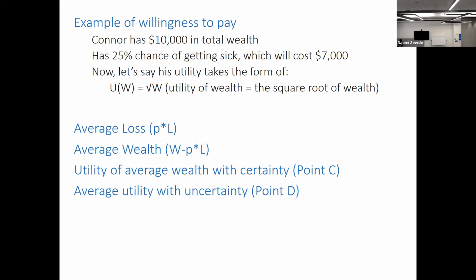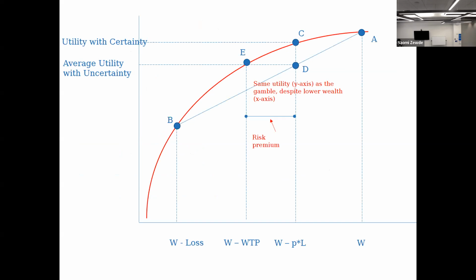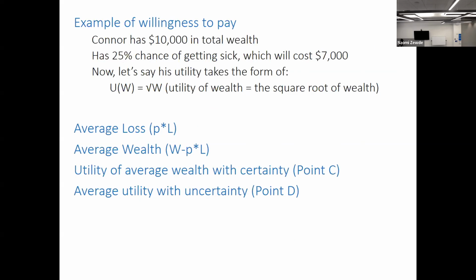Now, let's say that his utility takes the form of U of W equals the square root of W. The utility of wealth equals the square root of wealth. People often use either the square root or the natural log of something because a quadratic increases exponentially, but the square root does the opposite, so it gives it a good shape.